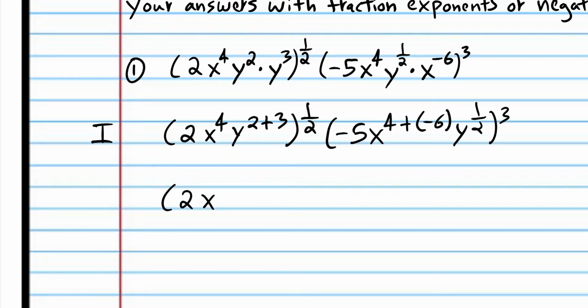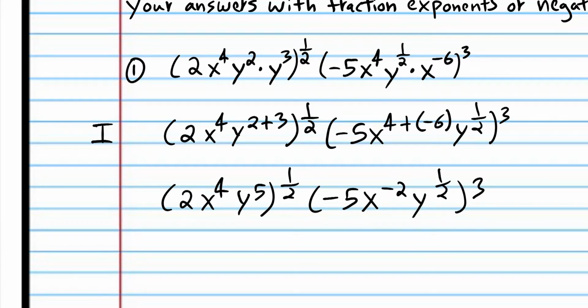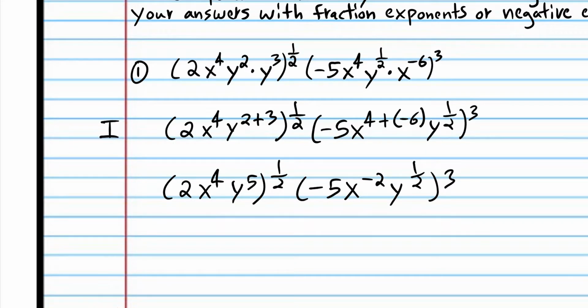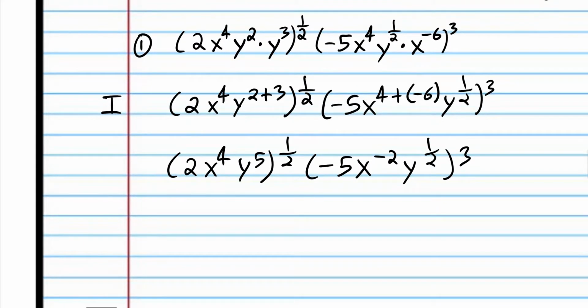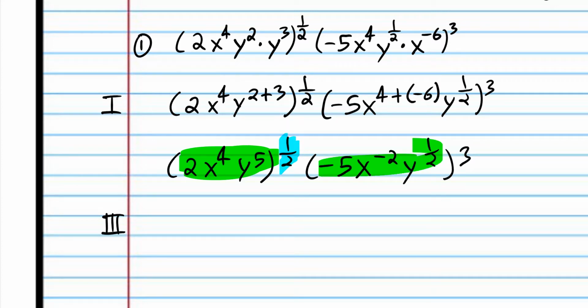So now we're going to simplify. Now that we've checked everything, 4 plus negative 6 is negative 2. And now it looks like we're going to need rule number 3. Why? Because we have a product of a bunch of numbers raised to a power. Same thing here. We have a product raised to a power.